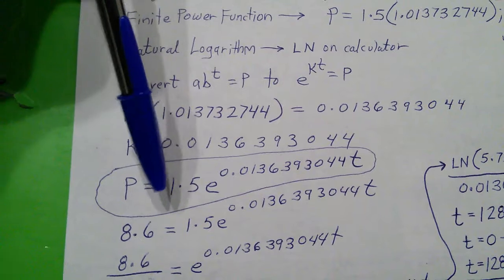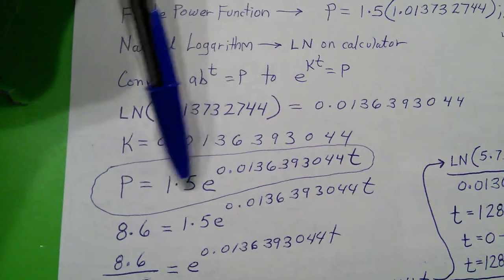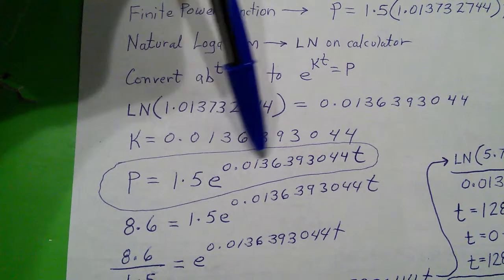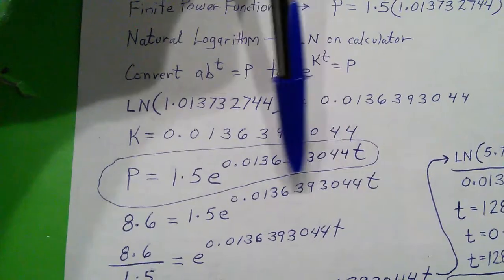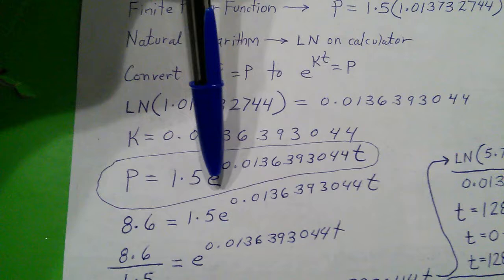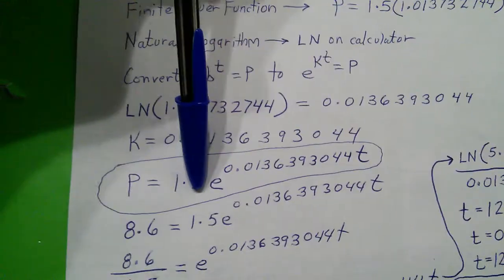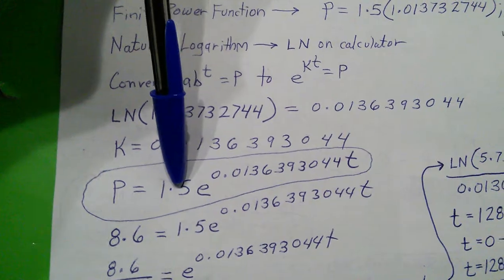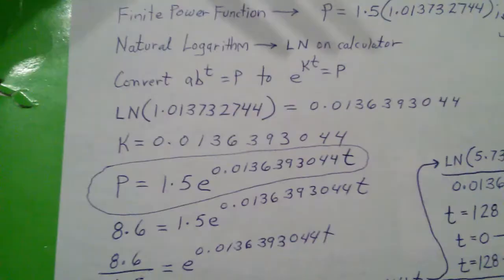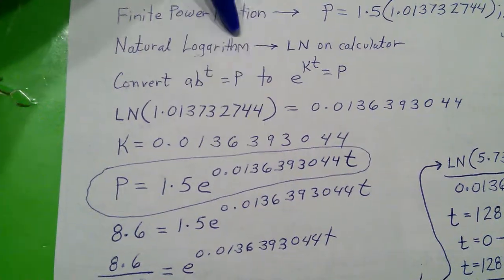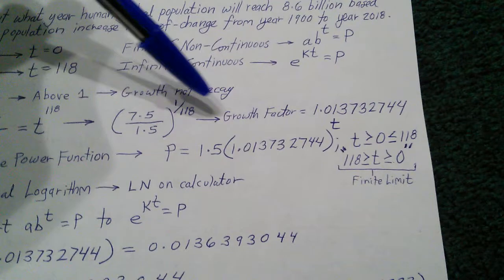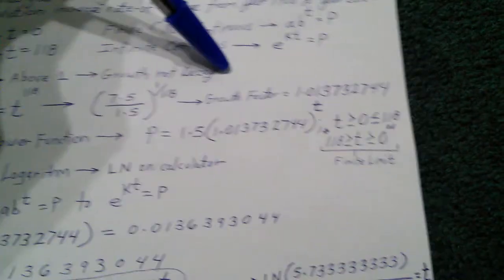So when we do so, we get 1.5 initial value, e exponential function to the constant times t. So here is the accurate mathematical equation governing the population increase on Earth. So this is what we have to create here because it is a continuous function.